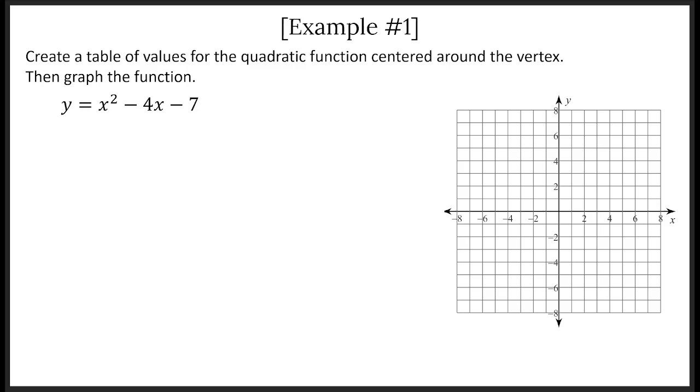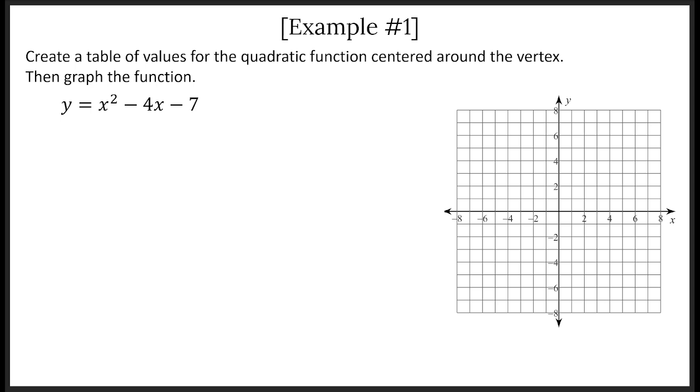Create a table of values for the quadratic function centered around the vertex, then graph the function. Right now, our function is in standard form, and we need to convert it a little bit towards vertex form. So we're going to calculate the h value of our vertex by using some of the numbers that we have here. There's a very small formula that's pretty nice that works with this.